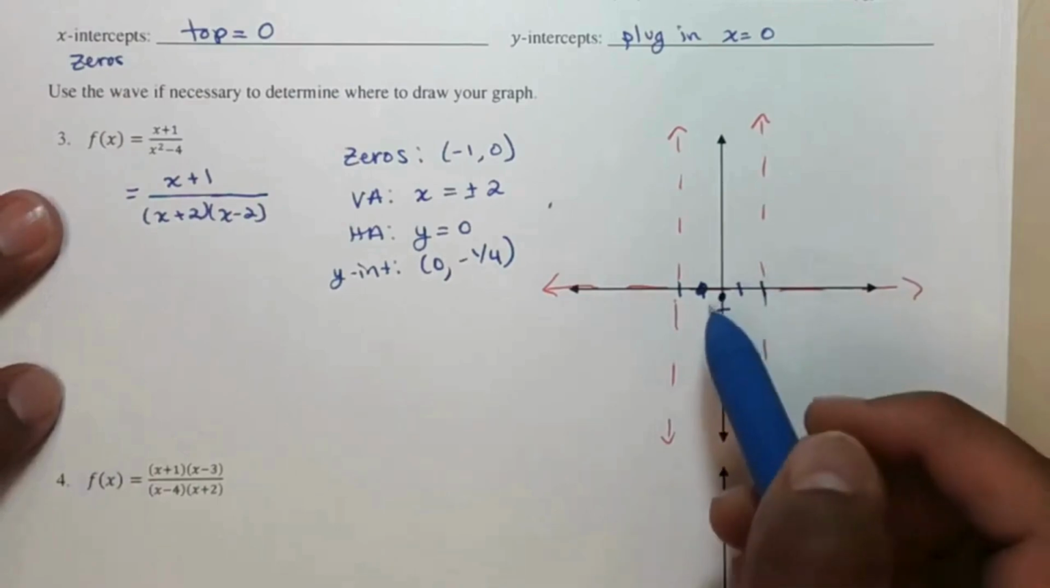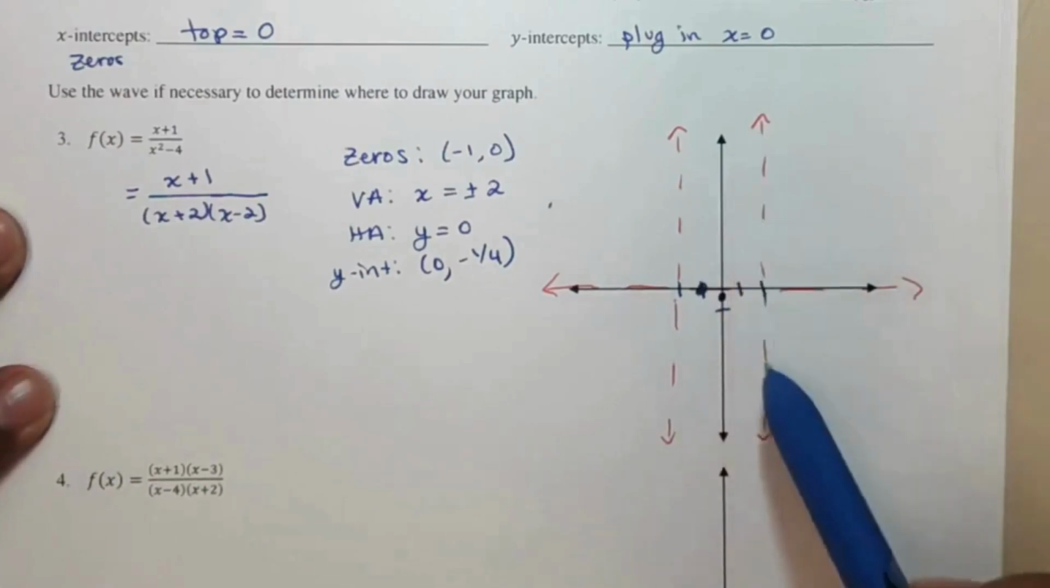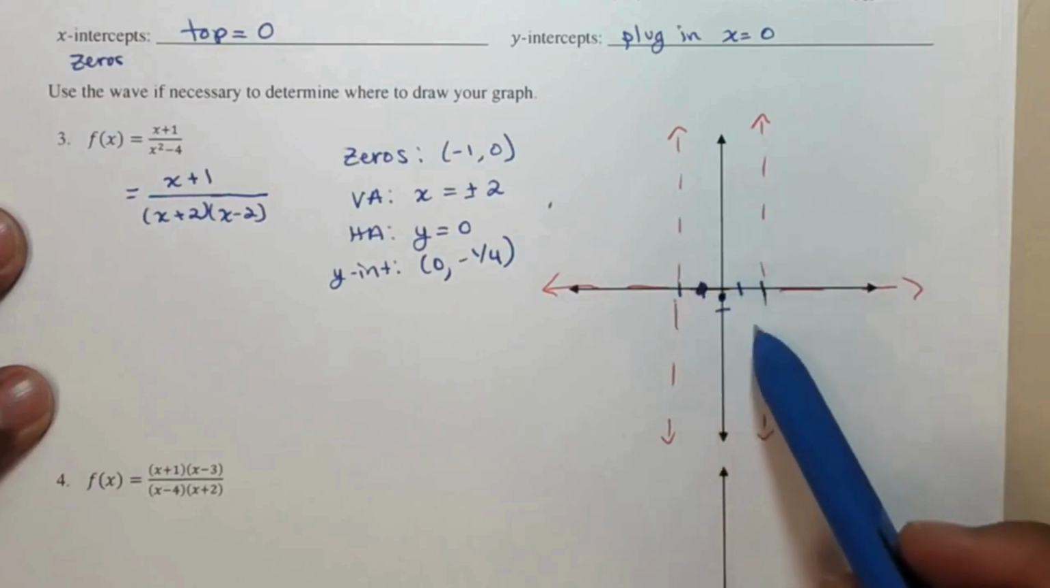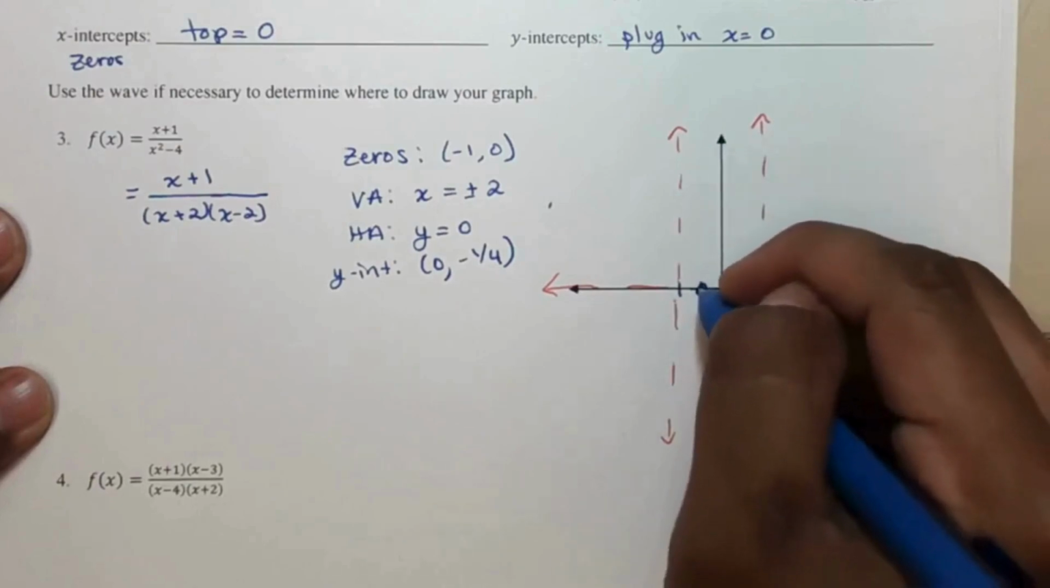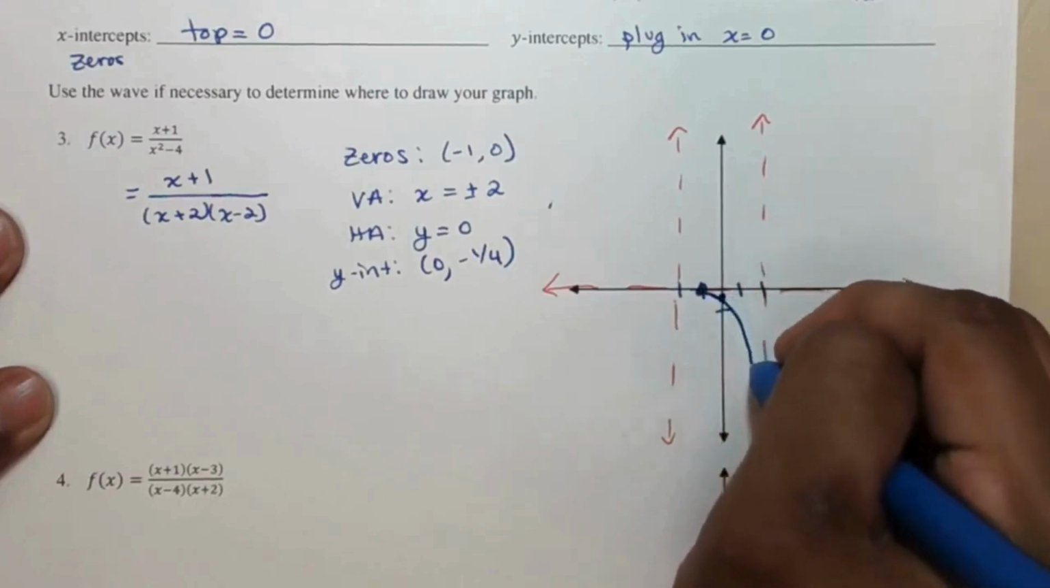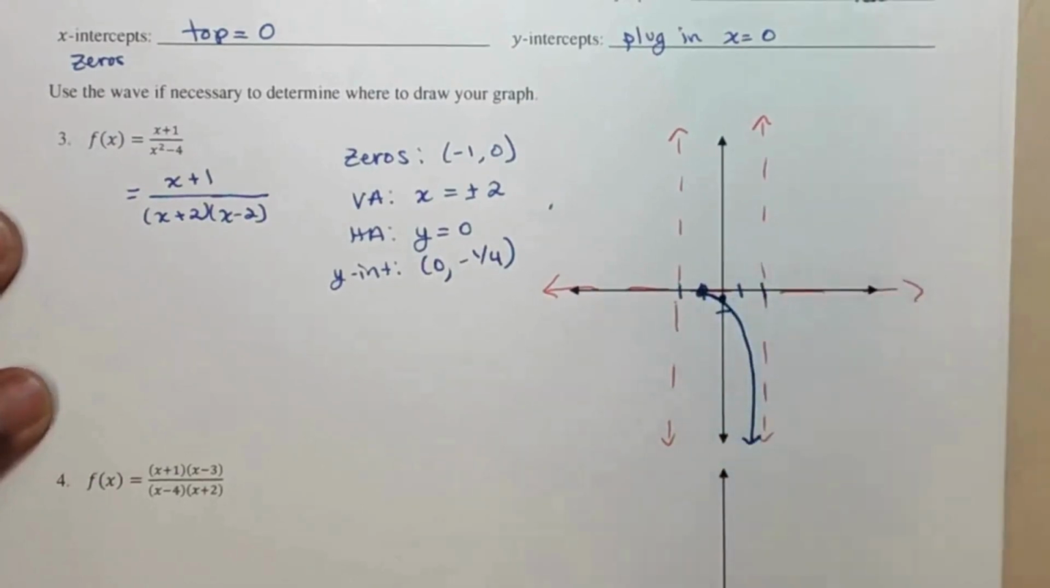All right, so I know that I should never cross vertical asymptotes, so I'm going to connect these dots. If I connect those dots and it never crosses a vertical asymptote, we get that piece there. But where's the rest of the graph? Well, we can use the wave in order to figure out where my graph is above or below the x-axis.